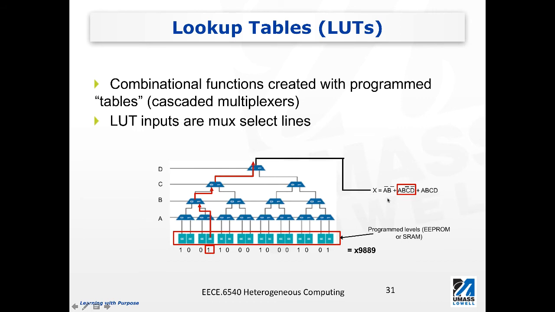The way to implement such a function in an FPGA is to use multiple levels of multiplexers. At the bottom, these are the programmable bits that we can write into EEPROM or SRAM, and these bits will be selected by using a combination of A, B, C, and D. Now, by working through the logic design, you can figure out what exact number, either 1 or 0, has to be put into these programmable bits.